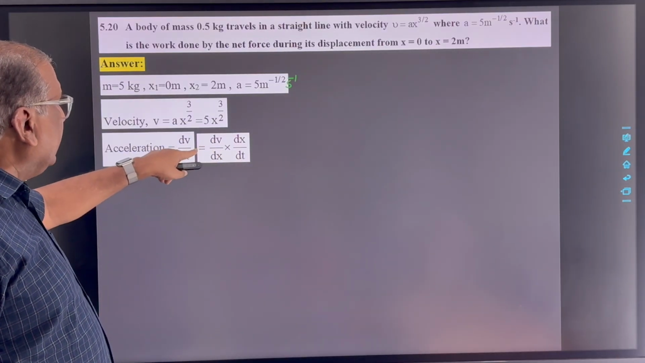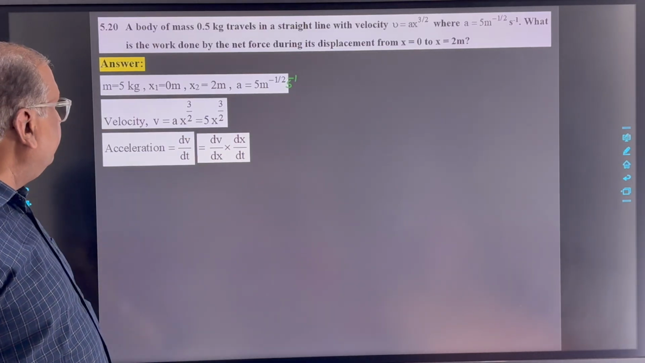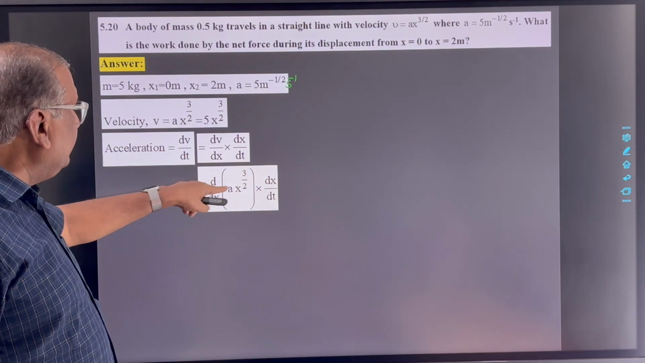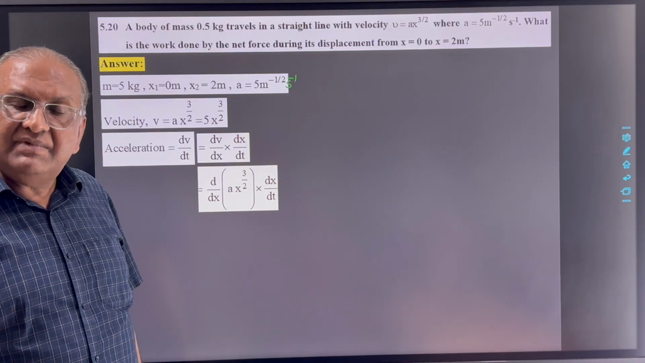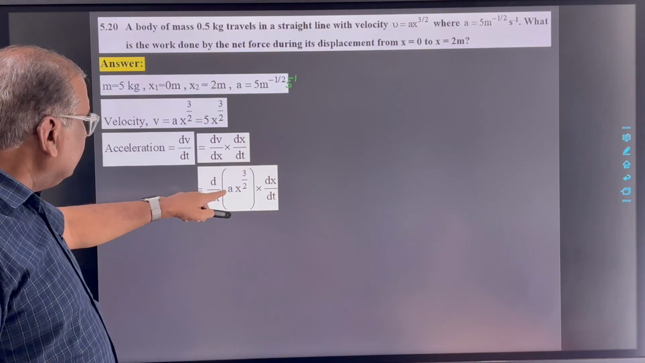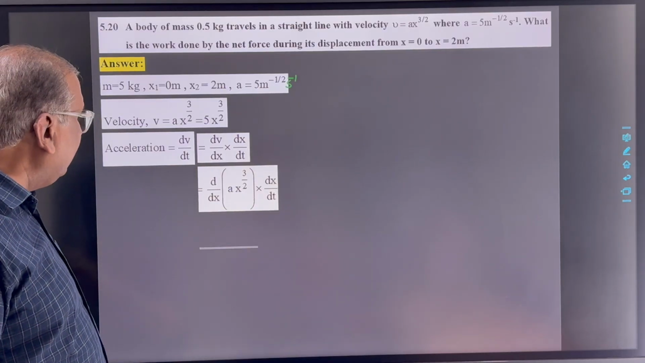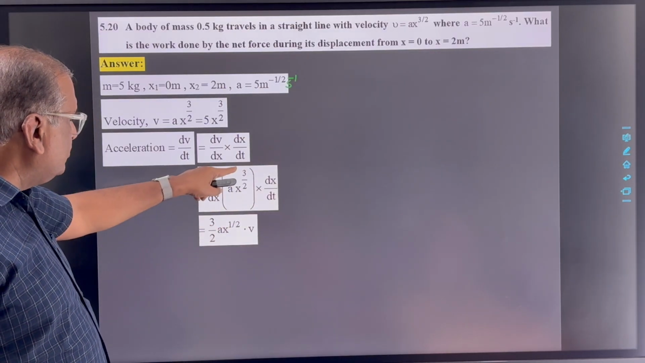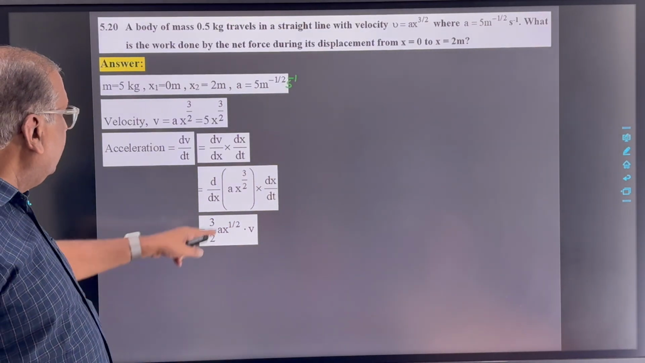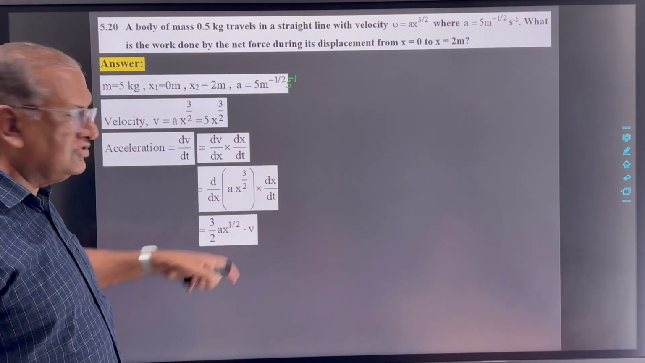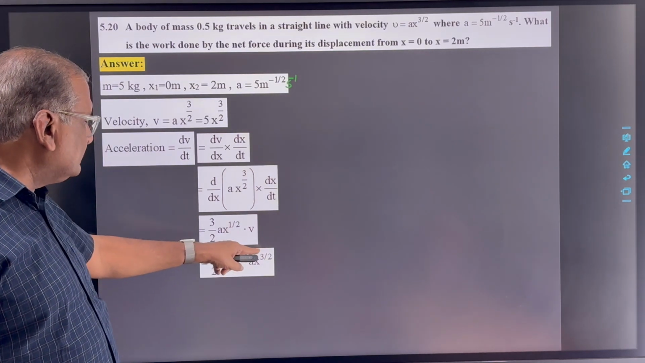step. We can write this is equal to dv by dx into dx by dt. Now, dv by dx, that is d by dx of ax raised to 3 by 2, into dx by dt. This dx by dt is nothing but velocity. And differentiate this one, a is constant, power will be in multiplication and power will be decreased by 1. So 3 by 2 a x raised to 3 by 2 minus 1, that is 1 by 2, into dx by dt, that is v. But v is again ax raised to 3 by 2, so substitute here. So 3 by 2 a x raised to 1 by 2 into ax raised to 3 by 2.